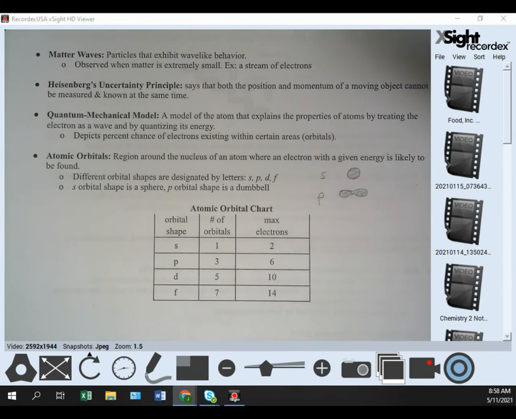Just as a reminder, we're doing all of this to try to figure out and describe where the electrons are in the atom. The reason we're doing that is because when the electrons change positions, that's when they gain or lose energy. So being able to tell where they're at is part of understanding what they do with the energy and how that works. Okay?